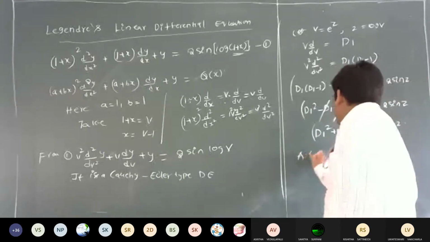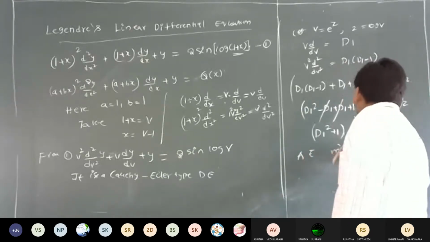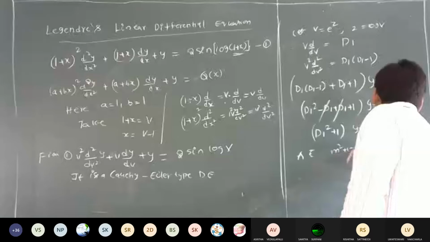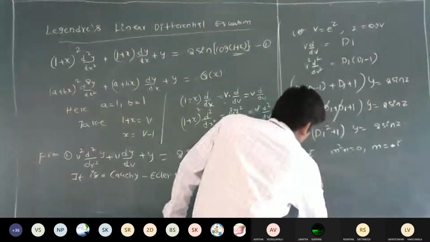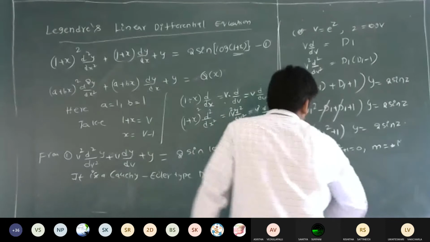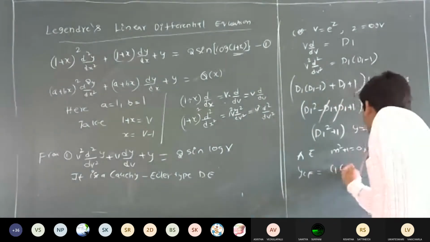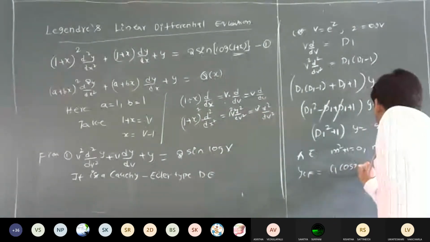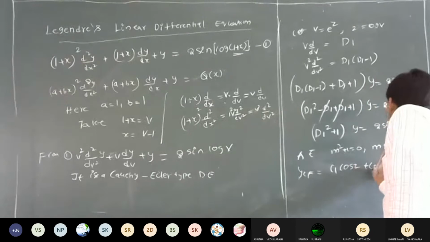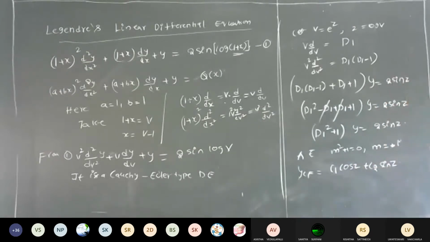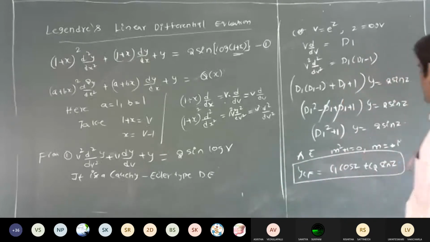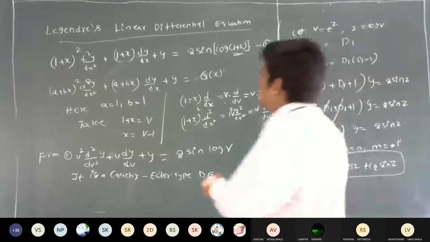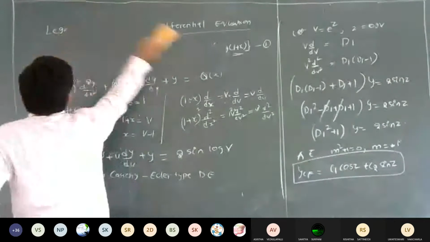So therefore the auxiliary equation is m square plus 1 is equal to 0. Here m is equal to plus or minus i. So therefore YCF is C1 cos z plus C2 sin z. So YCF is equal to C1 cos z plus C2 sin z. Next, now you will calculate the particular solution.